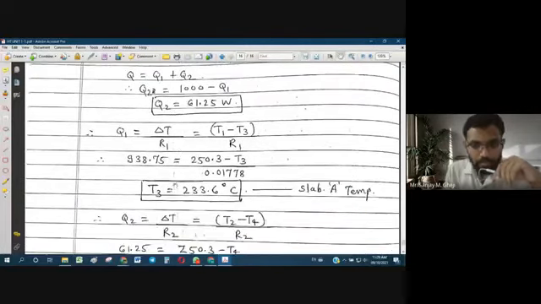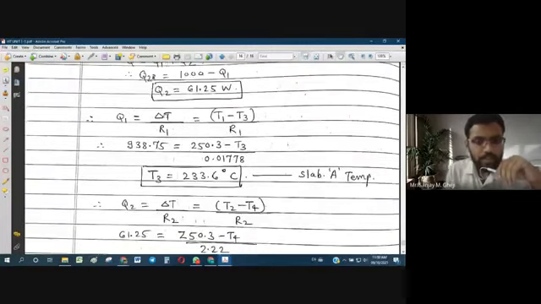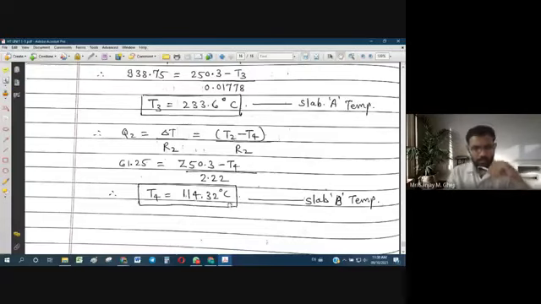So from this, by using the same relation for the respective resistances, we can find out T3 as 233 degrees Celsius. On slab B, we find T4 equal to 114.32 degrees Celsius. Here also you see the change. T3 is very large, 233, which is very close to 250, whereas on slab B it is dropping to 114.32 degrees Celsius. This is because of very high resistance on the B side.